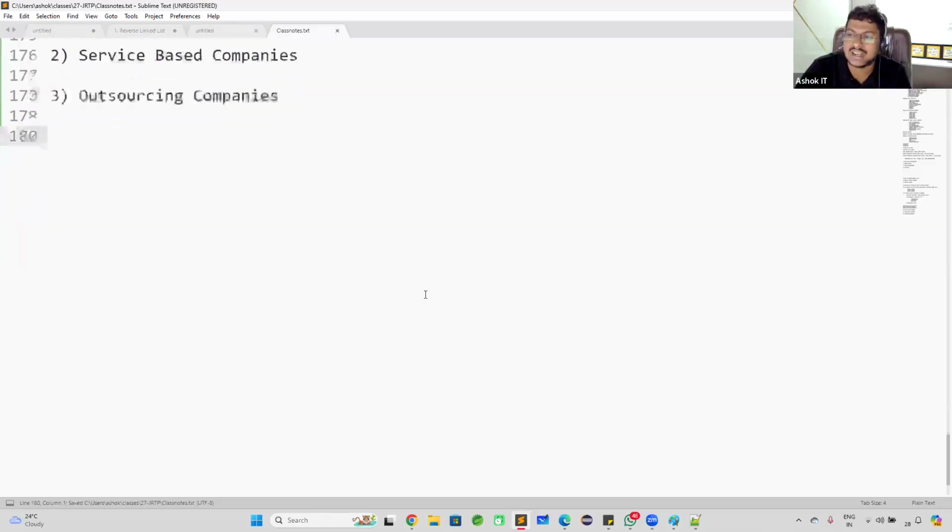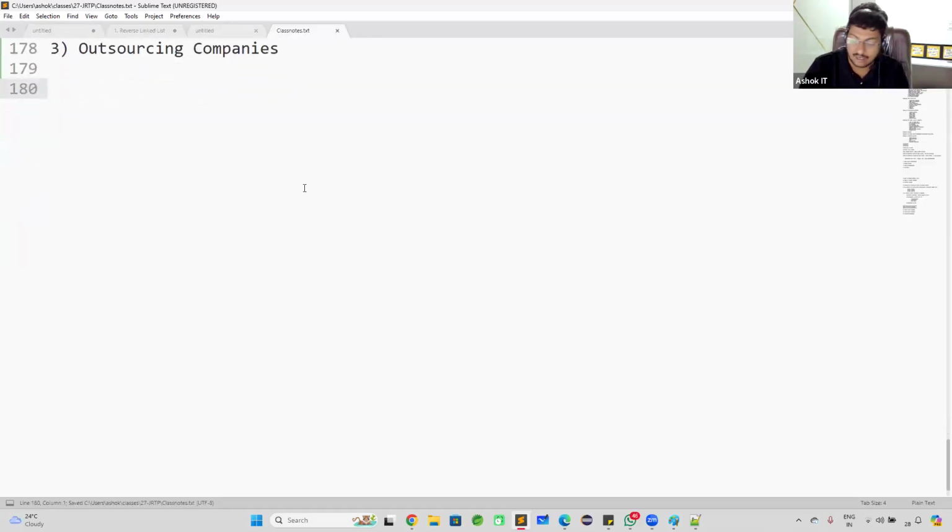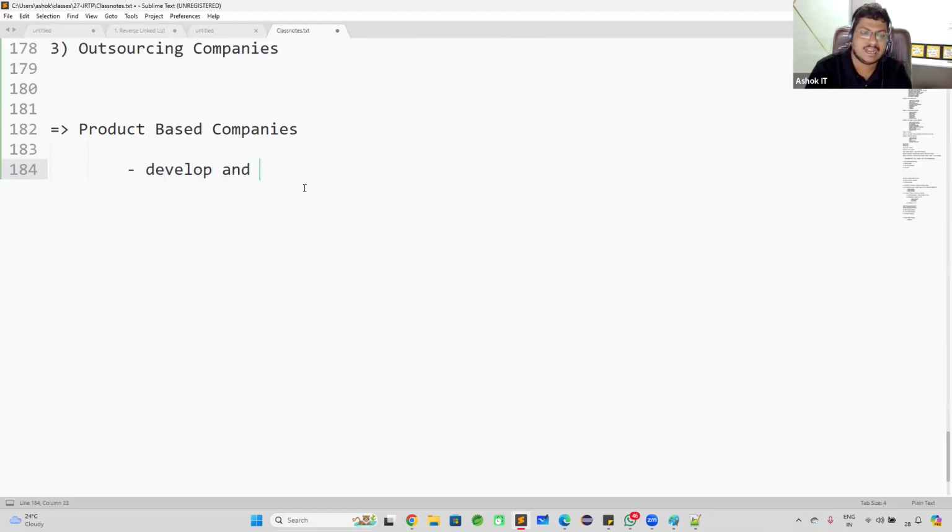Product-based companies are available. So what is the meaning of product-based companies, guys? These companies are going to develop the software and they will sell the software to customers. Develop and sell software to customers.